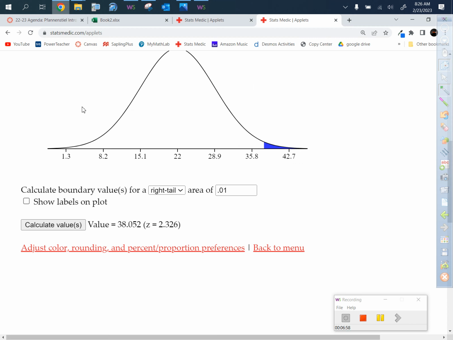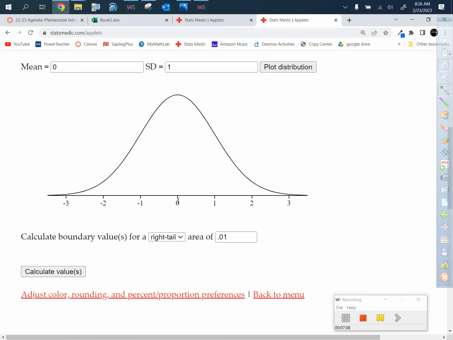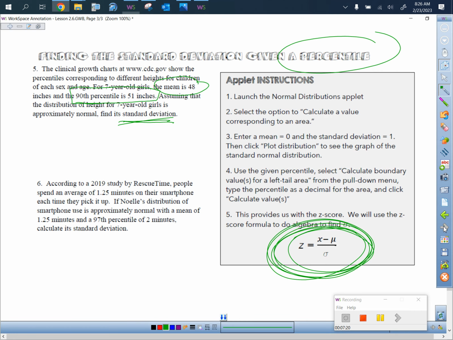We're going to go to the applet, and we're going to let the mean be 0 and the standard deviation be 1. Because all that's saying then is, okay, here's your mean, right at 0. This is 1 standard deviation above the mean, 2 standard deviations above the mean, 3, etc. All that good stuff. Let's see what the instructions say to do after that. So we put the mean of 0 and a standard deviation of 1 and plotted it. Use the given percentile. Select calculate boundary values for a left tail area. So let's go do that.